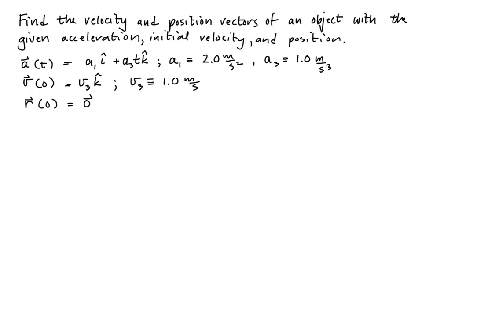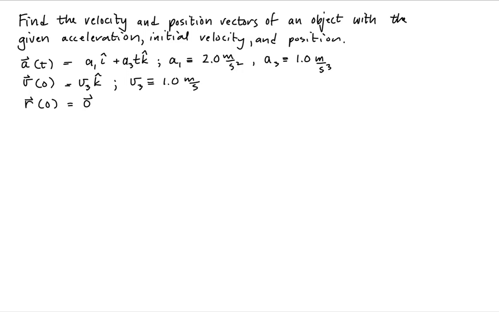Find the velocity and position vectors of an object with the given acceleration, initial velocity, and position. The acceleration of the object as a function of time has x and z components. The x component is a1 i hat plus a3.